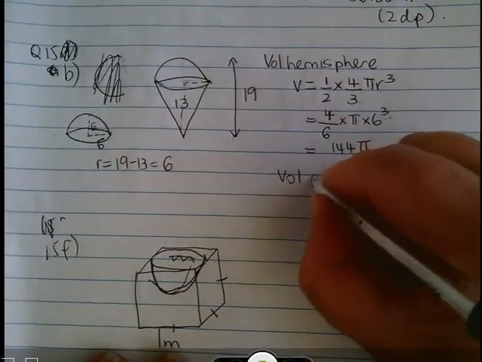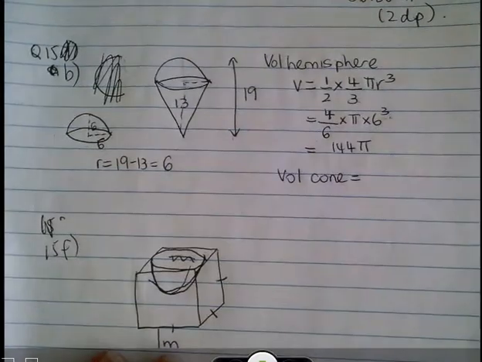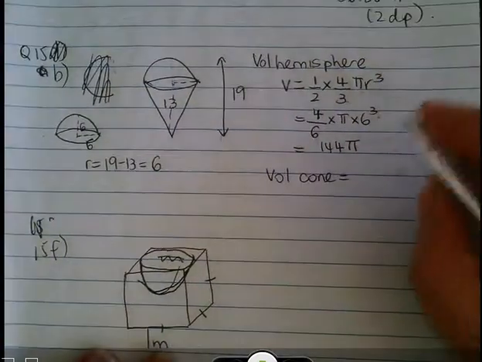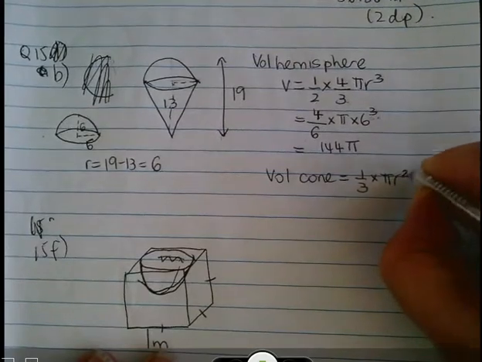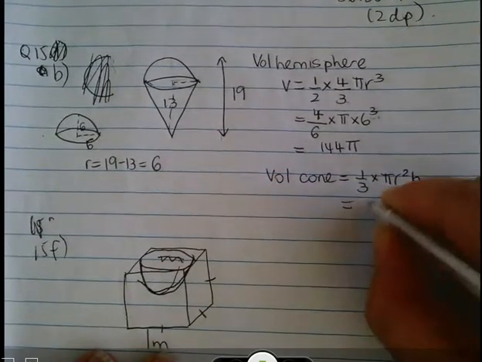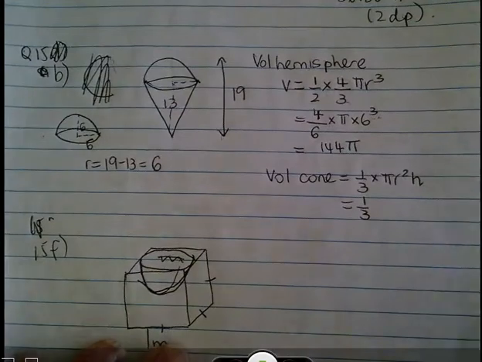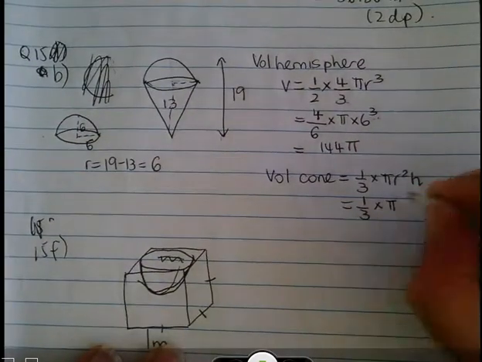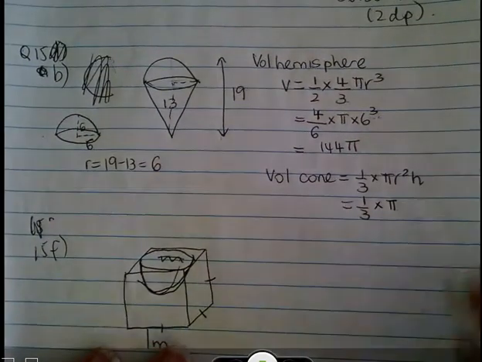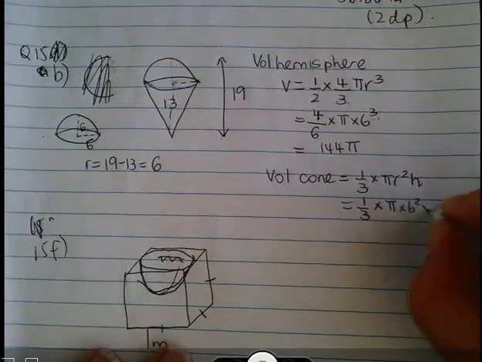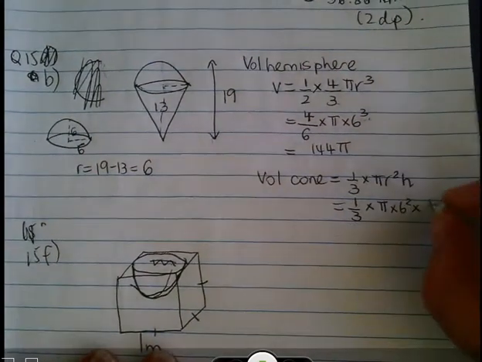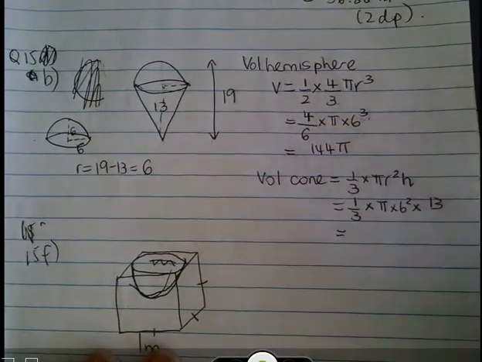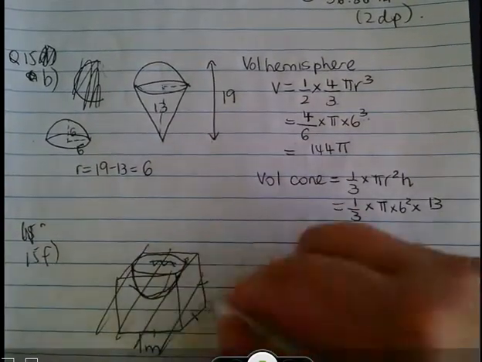Then we've got the volume of the cone. Remember, the pointy ones are a third. So isn't it a third of pi r squared h? Yes. So it's a third of. What's the radius? 6. Pi times 6 squared. What's the height of the cone? Not the whole thing. 13. It's 13. 156 pi. I'll do that one on the next page.